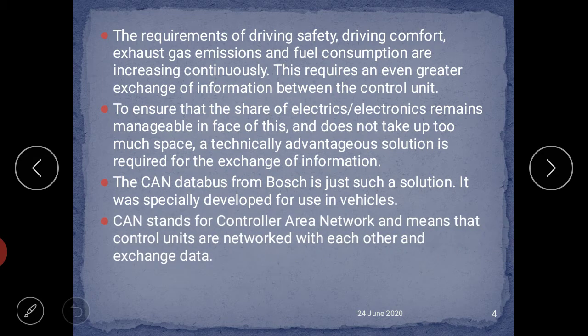CAN stands for Controller Area Network and means that the control units are networked with each other and exchange data. As I earlier stated, CAN stands for Controller Area Network and means that all the control units within the vehicle are connected to each other via a common wire so that they can exchange their valuable information.